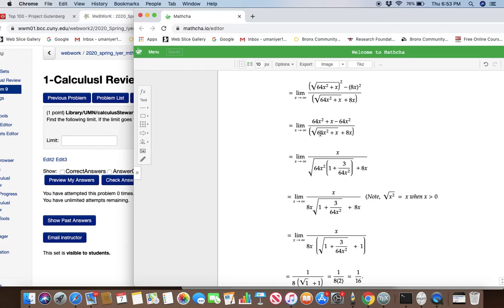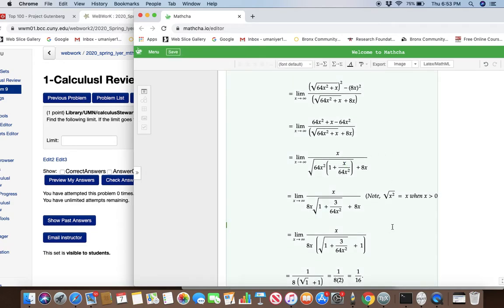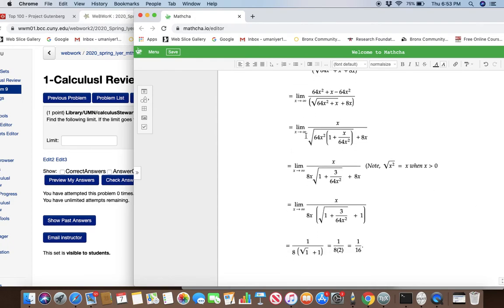I can get 64x squared common. You will see in a minute why. I'm pulling out 64x squared from the expression inside the radical. When I pull it out, I have 1 here and a plus 1 over x, over 64x squared, plus 8x outside. Now I'm going to positive infinity.